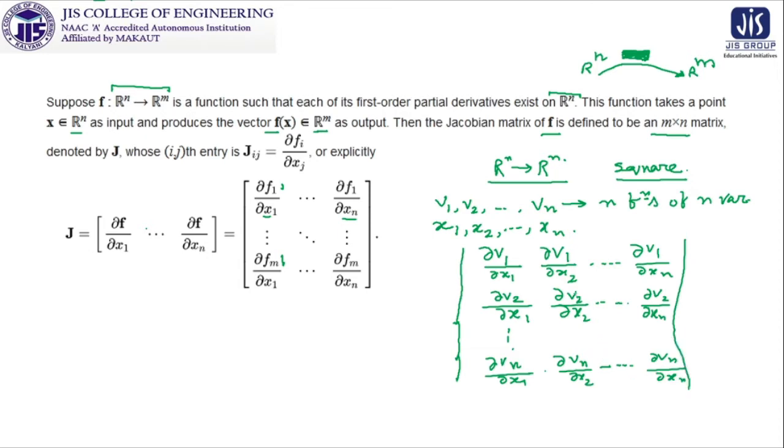Clear? So in the next slide we are going to learn the chain rule for Jacobians. The chain rule for Jacobians tells us that if we take z1 and z2 to be two differentiable functions of y1 and y2, where y1 and y2 are differentiable functions of x1 and x2. Clear?